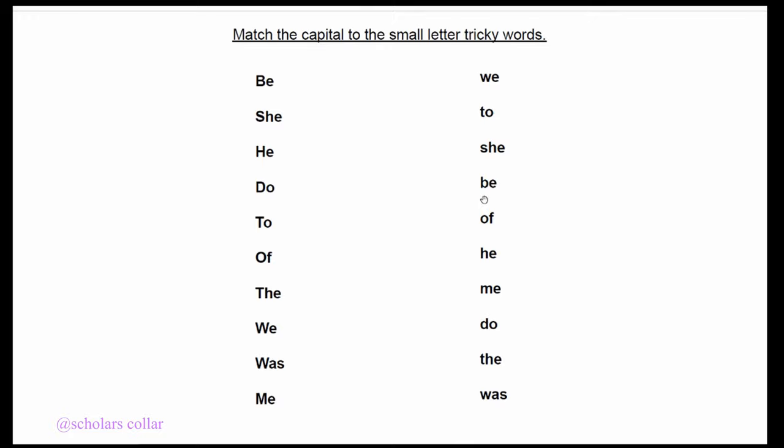Let's get started. B. Can you find the small letter b on this side? Where is it? Here it is. B. Very good. Now let's get started with the next one. The next one we have here is she. Can you find she on this side? There it is. She. You're doing a good job.